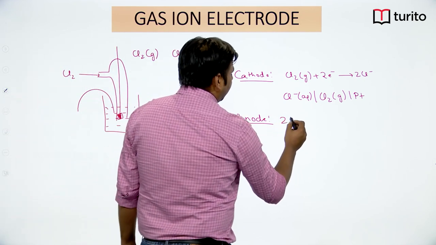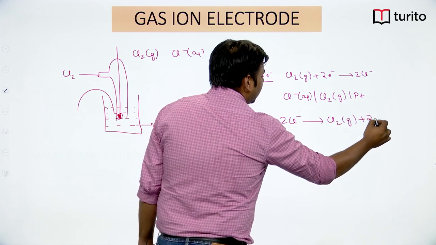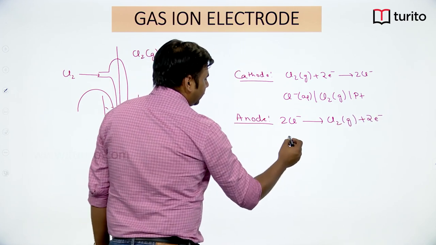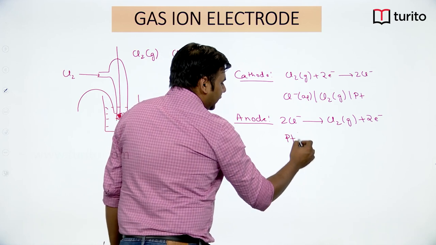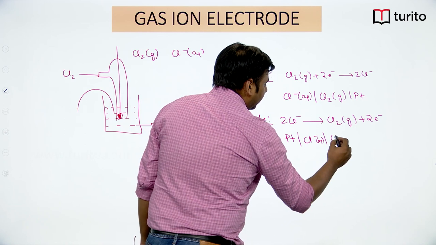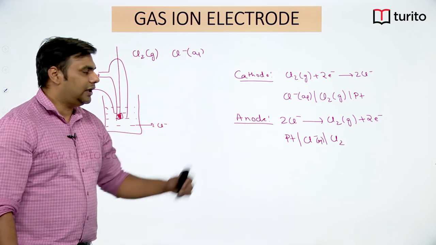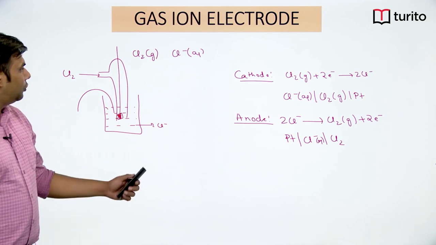So in this case, what will happen? Chloride ion would get oxidized into chlorine, and 2 electrons would be liberated, okay? So we can write the cell notation as platinum, chloride ion changing into chlorine, okay? So this is the cathodic representation and this is the anodic representation. Okay, hope this is clear to you.